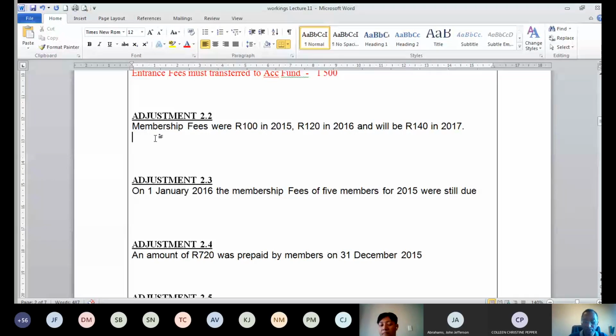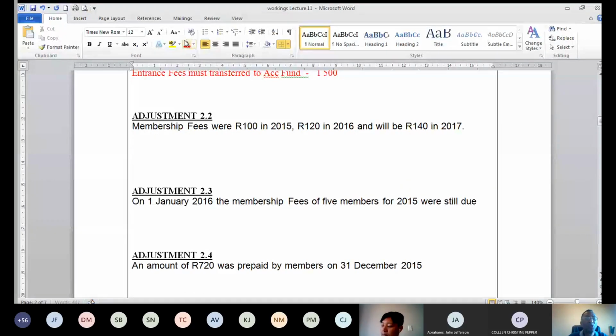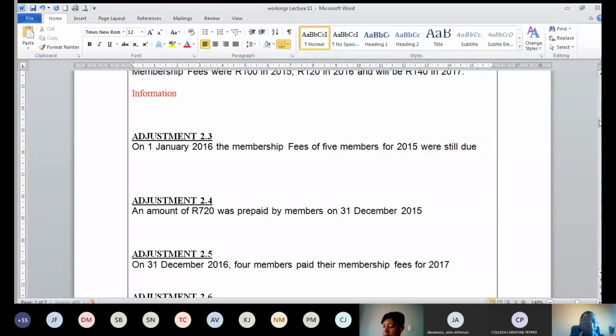Right, guys, 2.2. 2.2 deals with your membership fees. The membership fees were 100 Rand in 2015. That is 100 Rand per member. 120 Rand in 2016. And in 2017, you are going to pay a membership fee then, guys, of 140 Rand. So that is just to maintain your membership in the club, guys. That is not an adjustment as such. That is more just information that we will use whenever we do our calculations.